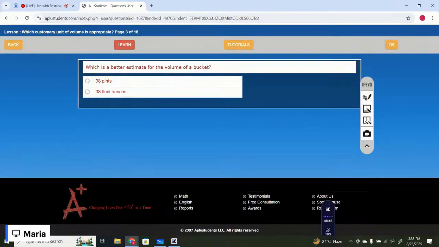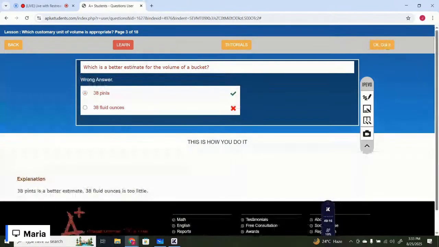Which is a better estimate for the volume of a bucket? The volume of a bucket would be 30. Option number two is the correct option. Oh, that is 38 pints.